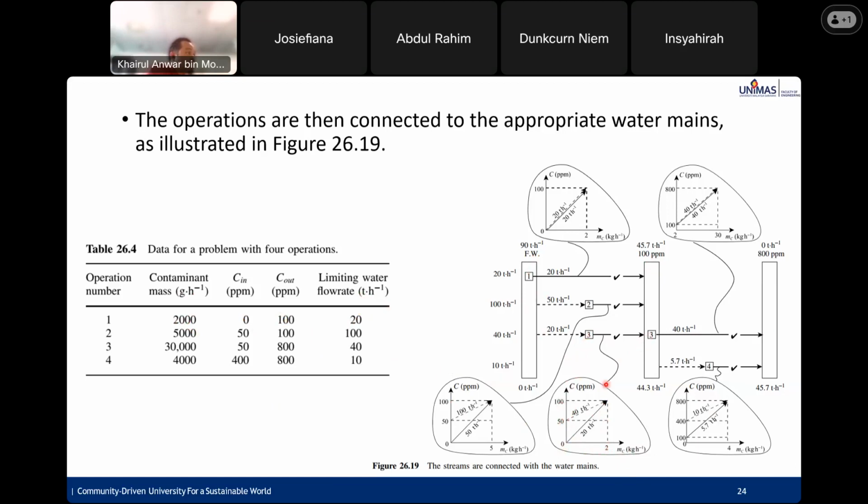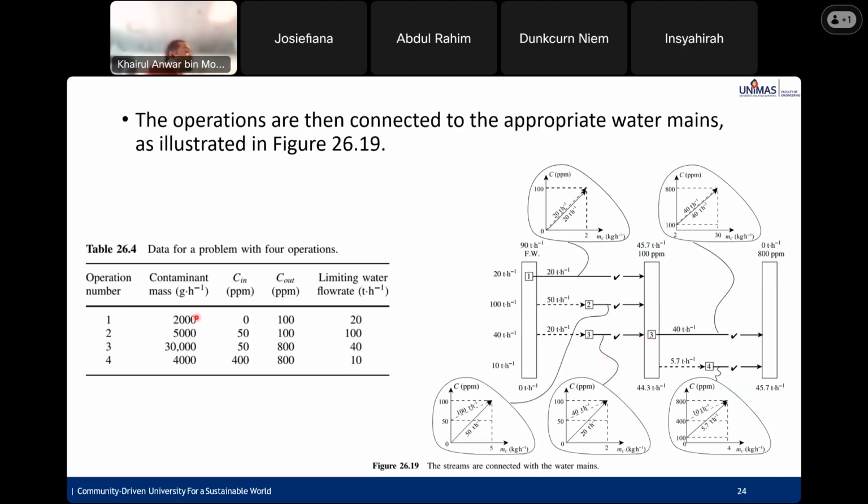So 0 to 2 from 50 to 100. So from 50 to 100, the limiting water flow rate is 40. But from 0 to 100 is 20. So 20. How about after the pinch? That one is 40. This one is easy, because at 0 to 100 ppm, we think that the flow rate is 20 or 2.